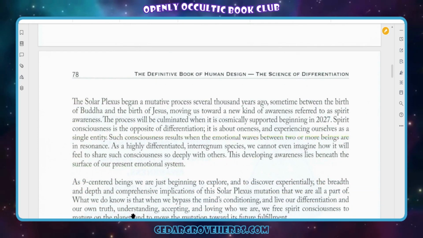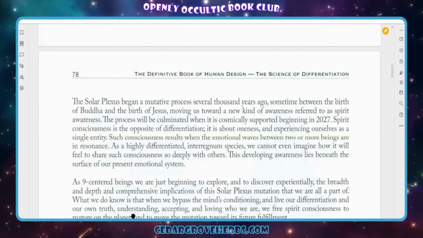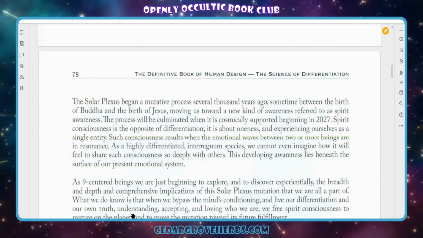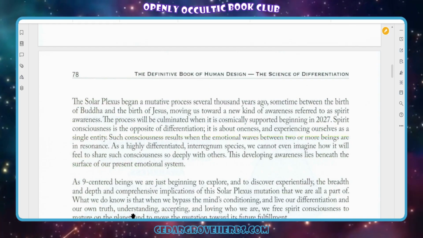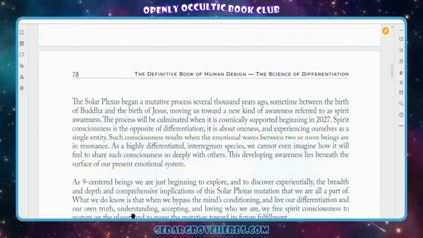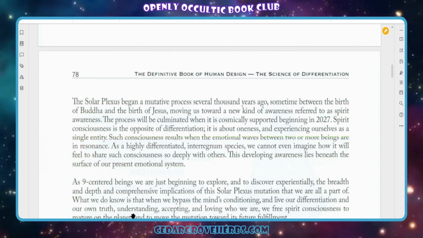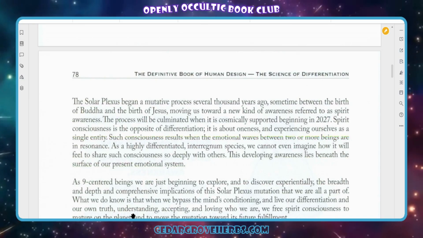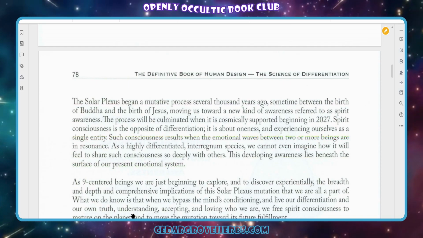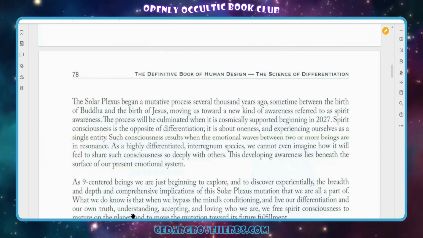So the process will be culminated when it is cosmically supported beginning in 2027, according to Ra Uru Hu. Here we have a date thrown out to expect something coming in the future, and a voice told him this, according to him. So beginning in 2027, we'll be moving towards a new kind of awareness referred to as spirit awareness, because the solar plexus is evolving. Okay. Spirit consciousness is the opposite of differentiation. It is about oneness and experiencing ourselves as a single entity.